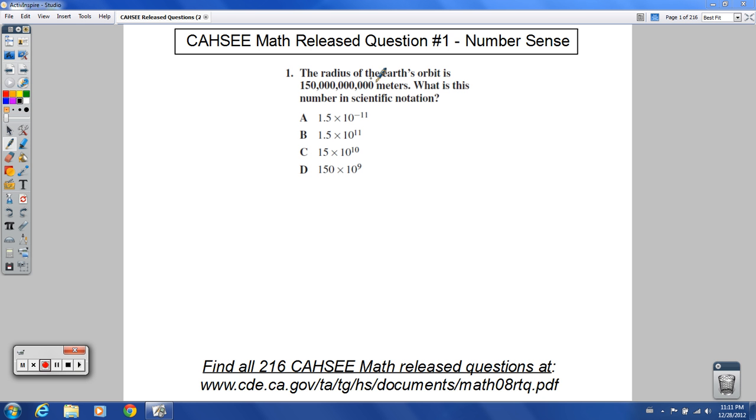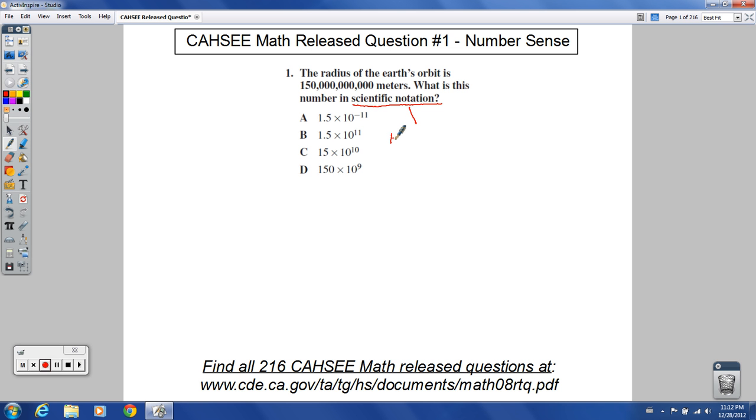Number 1, the radius of the Earth's orbit is, we got this very large number, 150 billion meters. What is this number in scientific notation? So scientific notation is, I'm going to use red as I go through things here. There's a couple things we need for a number to be in scientific notation, and I'm going to be able to eliminate some of these choices by thinking through this first.